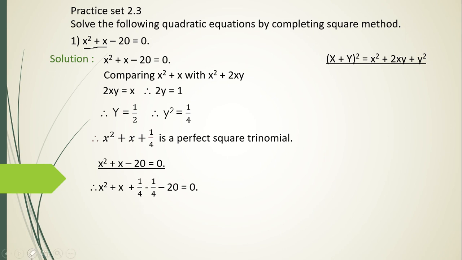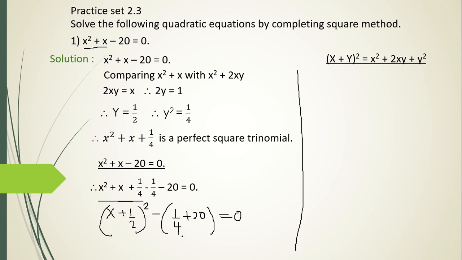These first three terms will form, using the identity (x + y)², we get (x + 1/2)². Take the root of the last term. And from here also I am taking that minus outside the bracket. When I take minus outside the bracket, this will become 1/4 + 20, signs inside change. I hope you know that, right? Is equal to 0.